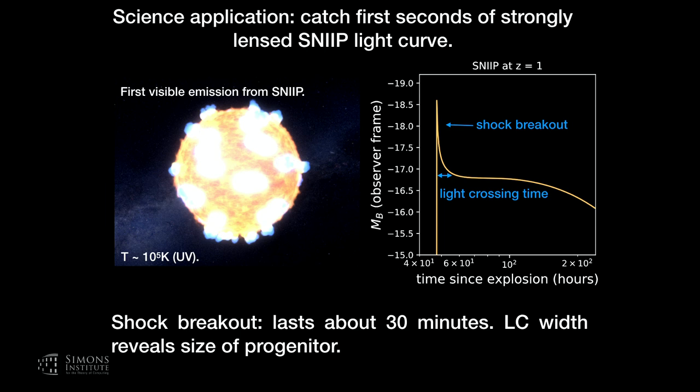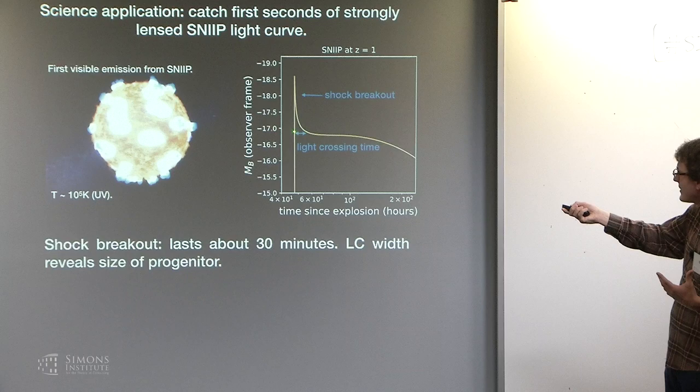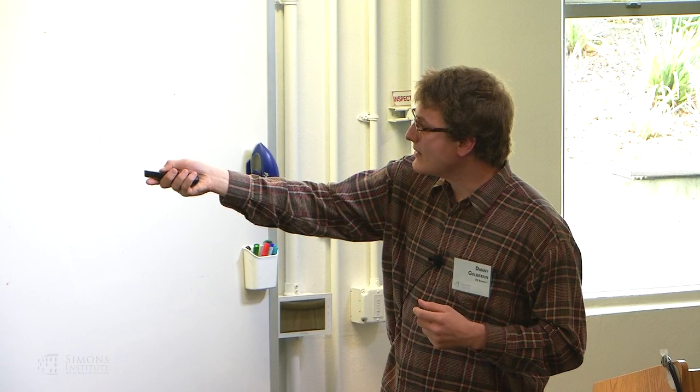When this shock driving the explosion of the star breaks out, it dredges up all this hot gas behind it, which is really UV bright. And so you get this almost delta function-like blue light curve that lasts about half an hour. It's just the shock breaking out of the star. And the width of it actually tells you about how big the star is that's exploding.